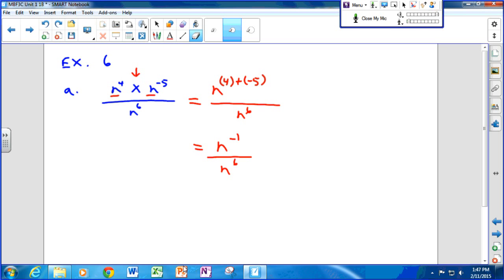Now, there's a couple of ways we could work this out. We could take the inverse of the numerator, make it 1 over n to the 1, but it's probably just as easy to apply the second law, the exponent law for dividing. That is, if we have a power with the same base, then we can subtract the exponents. So we have negative 1 minus 6, which should be n to the negative 7.